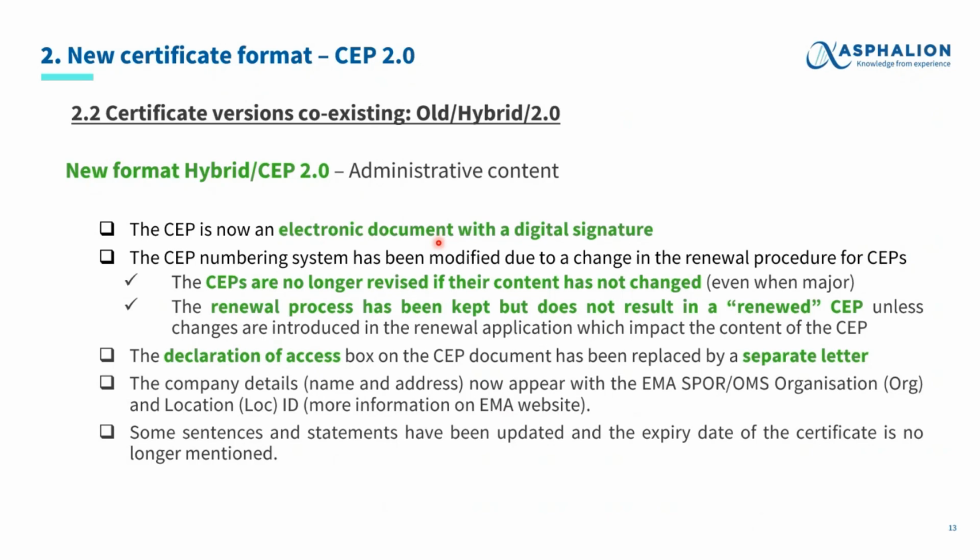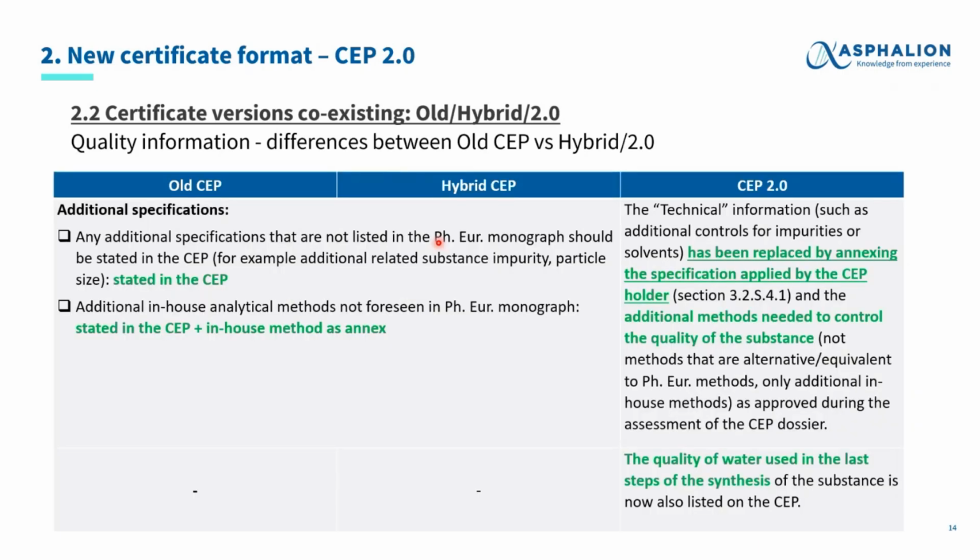Then the declaration of access box has disappeared and is going to be replaced with a separate letter. The company details of the SPOR ID and the EMA SPOR databases are going to be present in the CEP. Then some sentences and statements can be updated, and the expiry date of the certificate is no longer mentioned in the certificate.